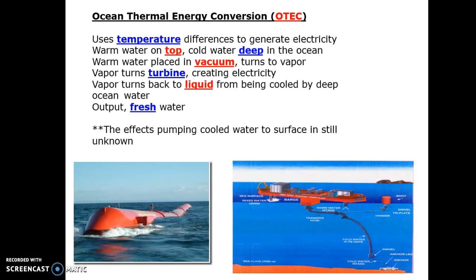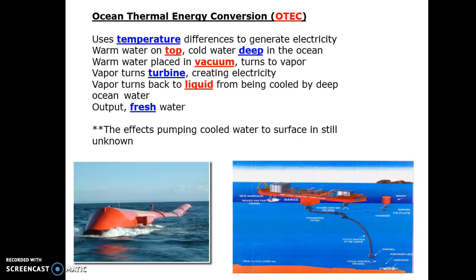So the warm water on the top, cold water deep in the ocean. The warm water placed in a vacuum turns to vapor. That vapor turns a turbine, creating electricity. The vapor turns back to liquid from being cooled by deep ocean water. The output, fresh water. The effects of pumping cool water to the surface is still unknown.